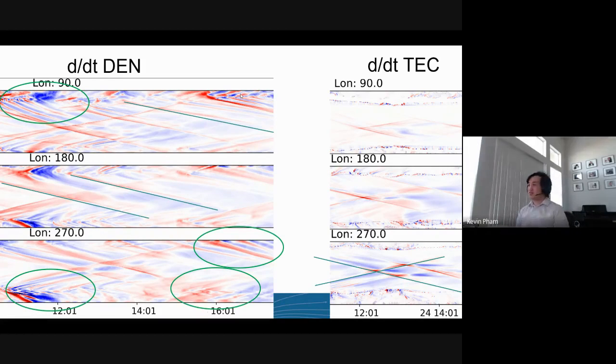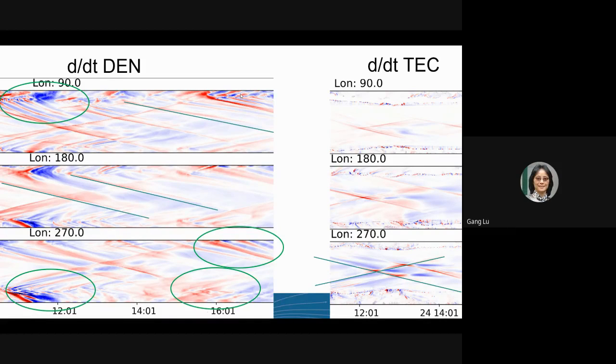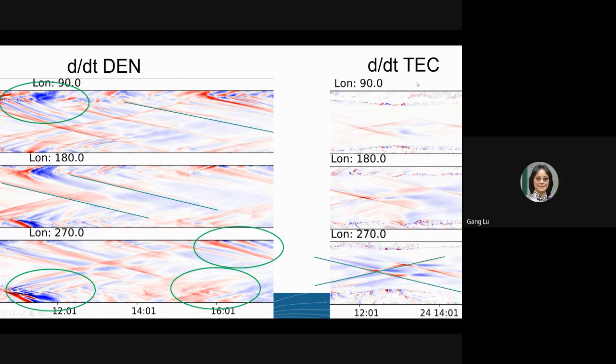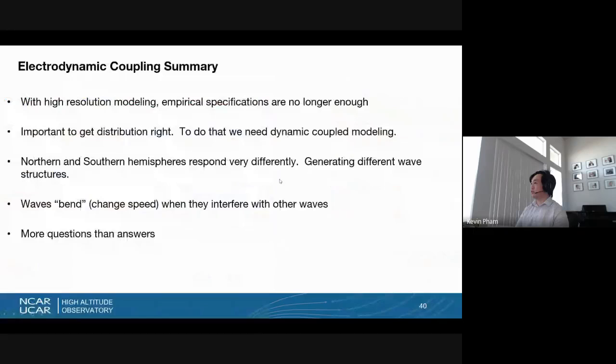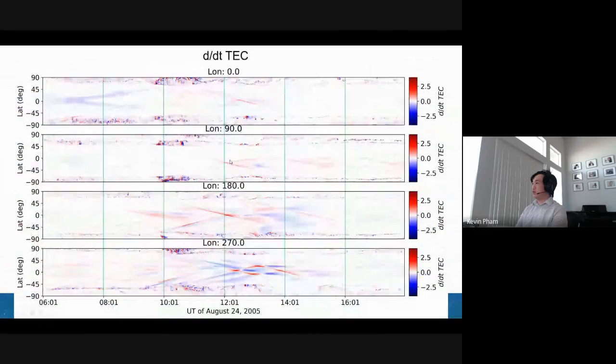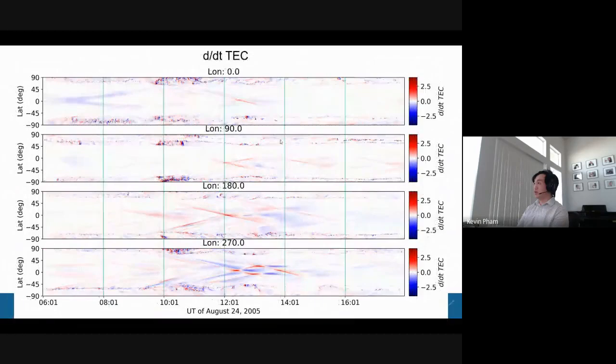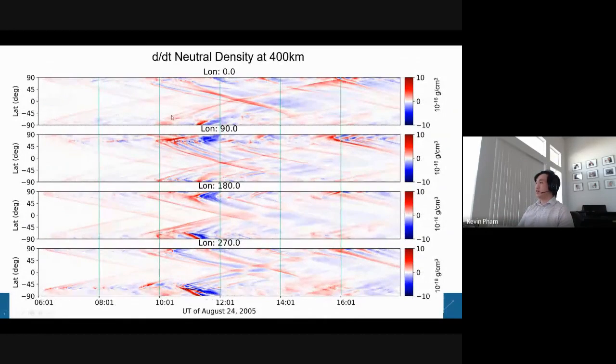I see. So is this at the constant pressure level or constant height? The neutral density is at a constant height, while the TEC is the whole column. Okay, that's right. So that might explain why you see a lot more structure in this plot here. When I show the full time series, you see a lot more structure than you do in the TEC, because for TEC, a wave would have to move the entire column, so you have a lot more background. However, since I'm looking only at 400 kilometers, a single altitude, you see the wave structures much more easily.